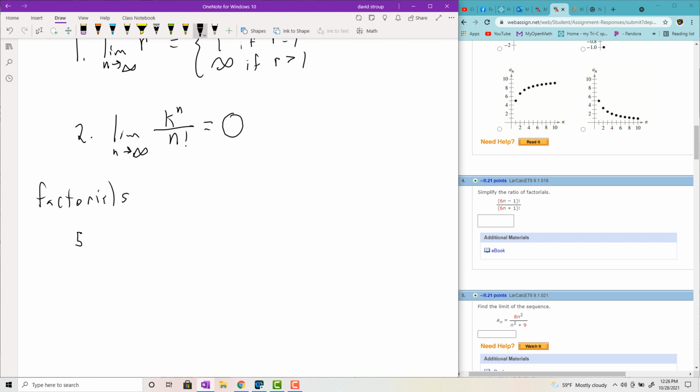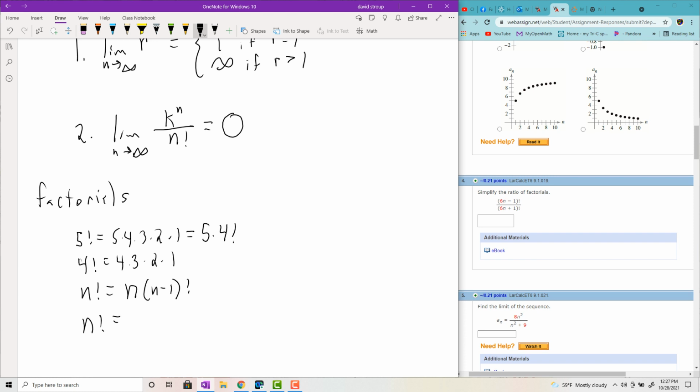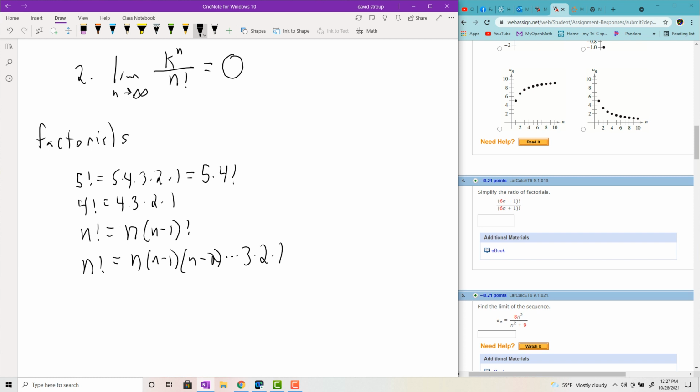If you remember, what is like 5 factorial? 5 factorial is 5 times 4 times 3 times 2 times 1, right? 4 factorial is 4 times 3 times 2 times 1. As a matter of fact, you can write factorials in terms of this recursive definition. So n factorial is the same as n times n minus 1 factorial, because you could tell 5 factorial is the same as 5 times 4 factorial. Right? It's the same idea. But in general, you'll write n factorial in this weird sort of way, n times n minus 1 times n minus 2, all the way to 3 times 2 times 1, so long as n is greater than or equal to 3. Okay, so 0 factorial, by the way, is just equal to 1.